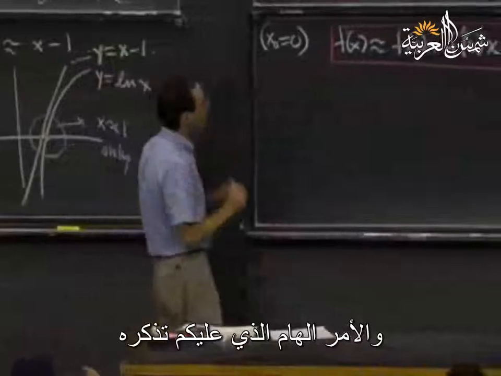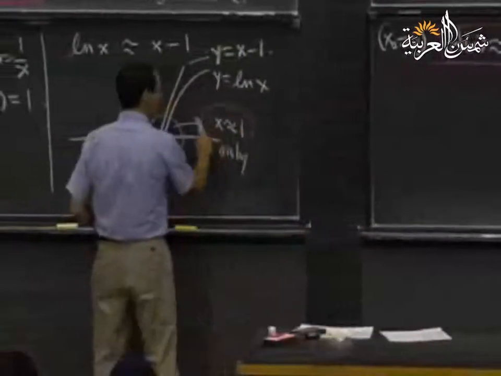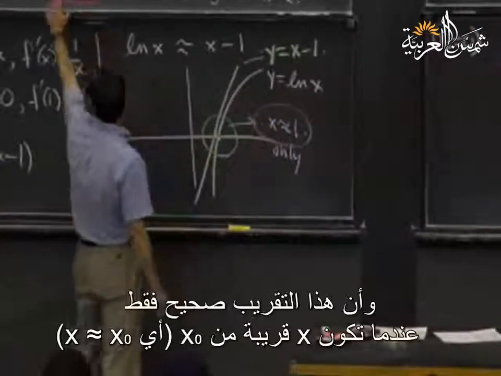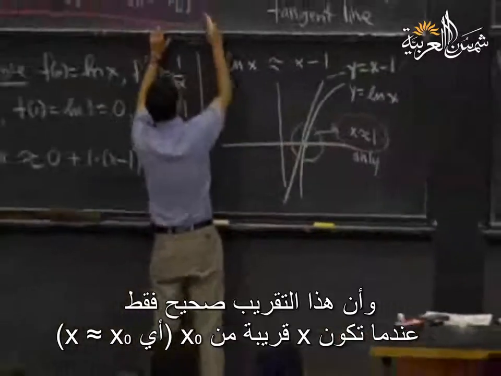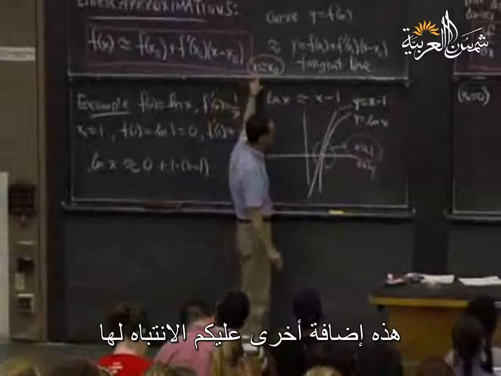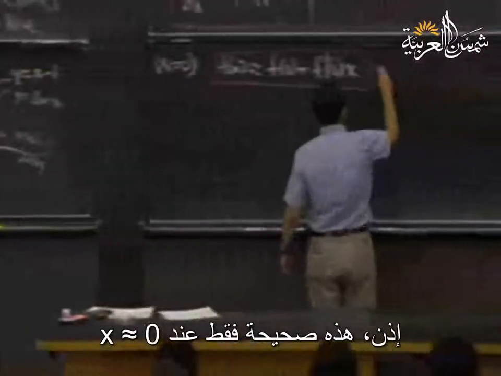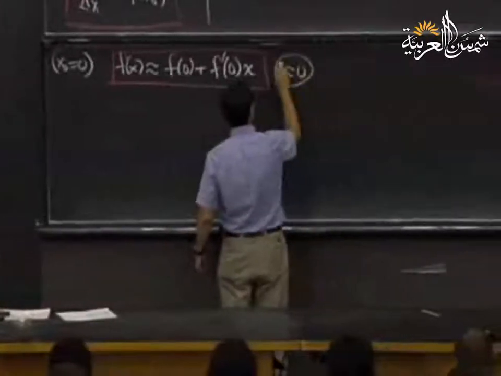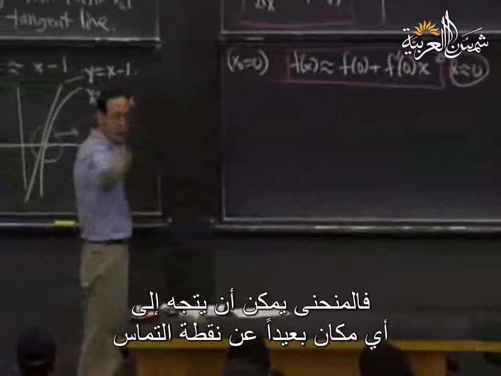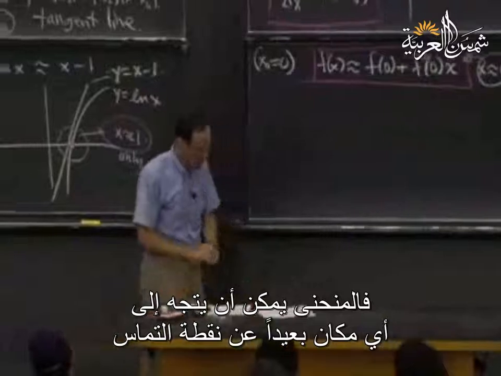But one always has to remember, and this is a very important thing, this approximation here really only works when x is near x0. All right, so that's a little addition that you need to throw in. So this one works when x is near 0. All right? You can't expect it to be true far away. The curve can go anywhere it wants when it's far away from the point of tangency.